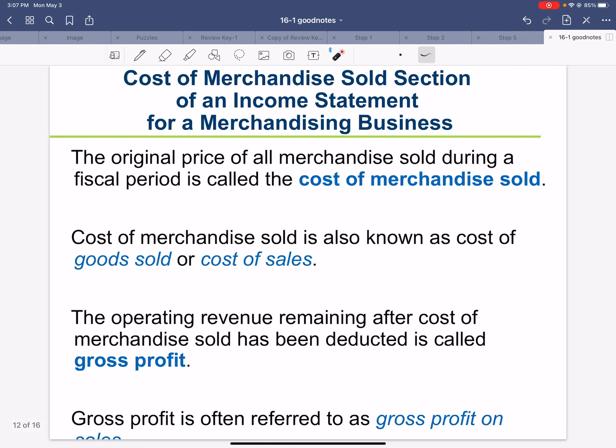The original price of all merchandise sold during a fiscal period is called the cost of merchandise sold. Cost of merchandise sold is also known as goods sold or cost of sales.